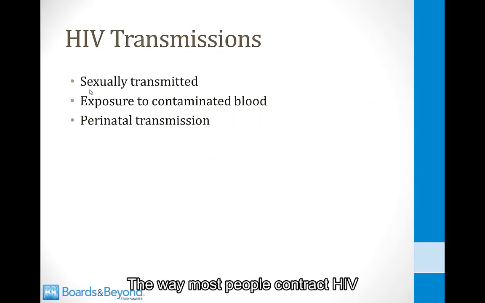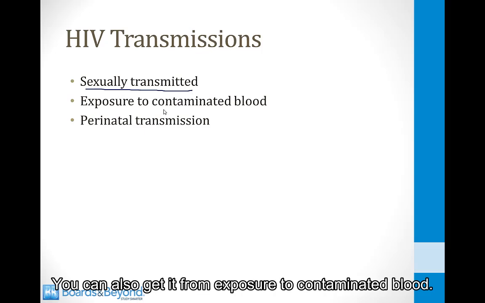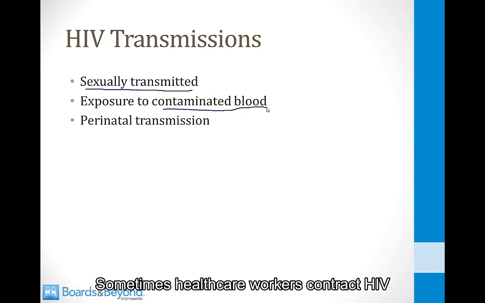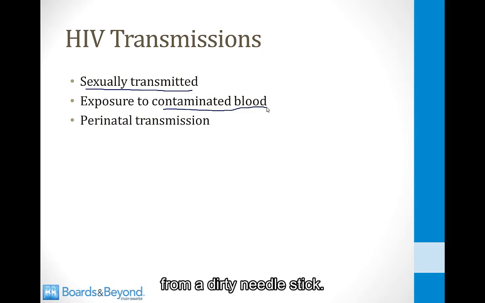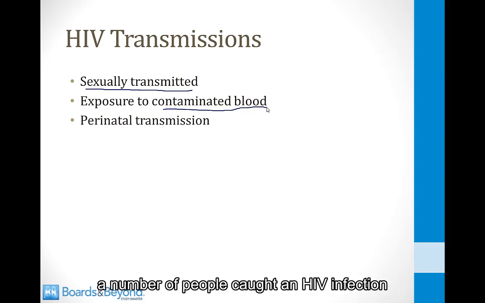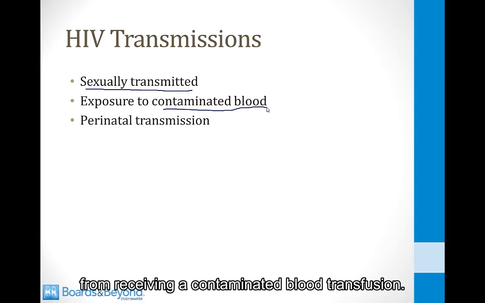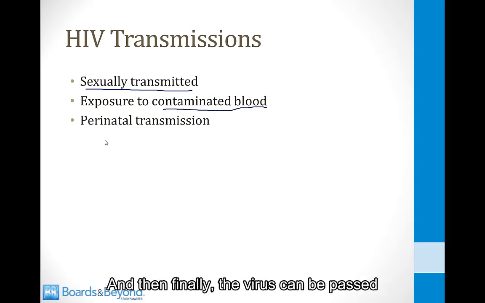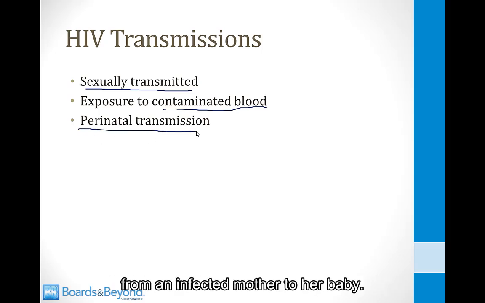The way most people contract HIV is through sexual transmission. You can also get it from exposure to contaminated blood. Sometimes healthcare workers contract HIV from a dirty needle stick. Also, when the virus first emerged in the 1980s, a number of people caught an HIV infection from receiving a contaminated blood transfusion. And then finally, the virus can be passed from an infected mother to her baby.